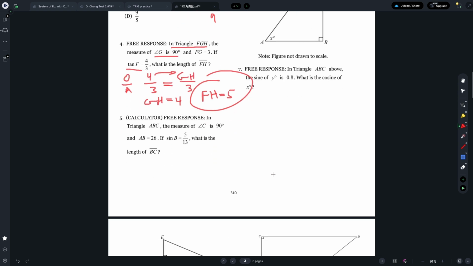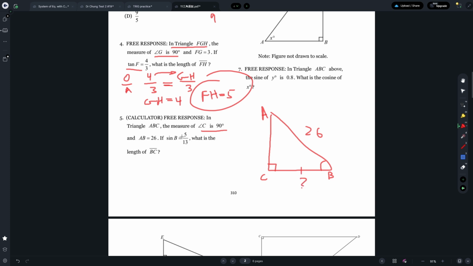All right, number 5. In triangle ABC, the measure of angle C is 90 degrees and AB equals 26. If sine B is 5 over 13, what is the length of BC? So let's draw another diagram. ABC, the measure of angle C is 90 degrees, so we know C is right here, and A can be here. AB equals 26. So they want to know this length.